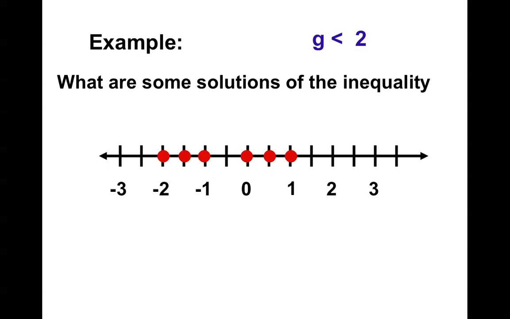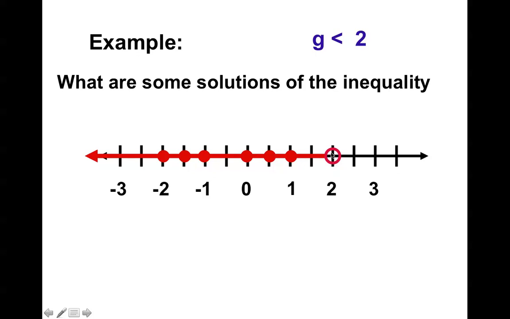Negative 100 is less than 2. Negative 1 million is less than 2. All negative numbers are less than 2. So what do I do? Well, the answer is all of them. How do I draw all of them? Well, I simply draw a straight line, and that includes all the dots.